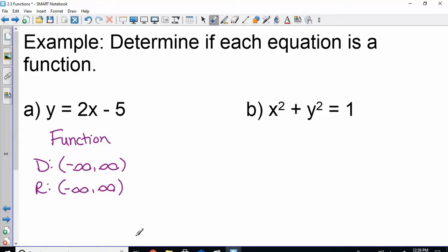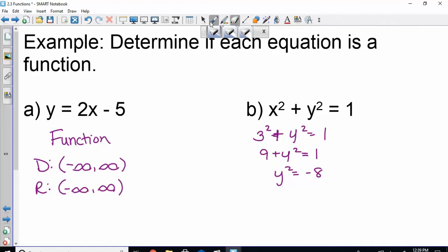What about b? Is that one a function? A couple of you are shaking your heads no. Give me an x value. Pick a number. What do you want x to be? I heard 2, I heard 3, it doesn't matter. So if I plug in a 3, so I have 2x plus y squared equals 1. Okay. Is this one going to have a solution? No, it's going to be imaginary.